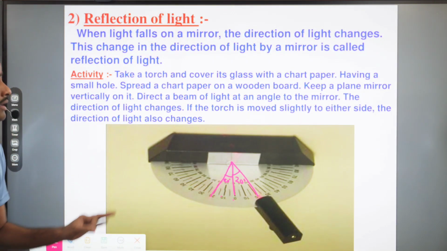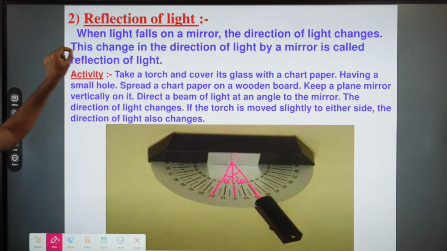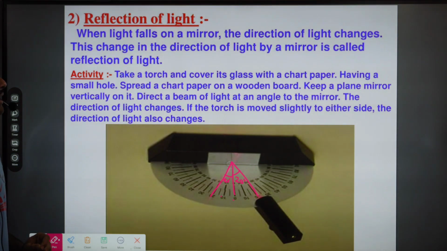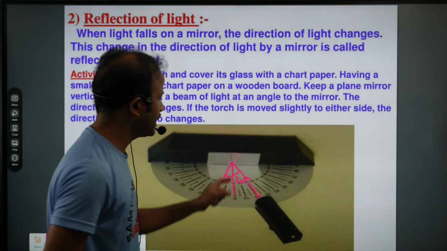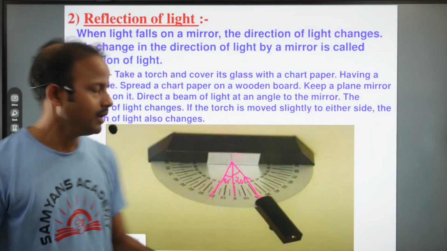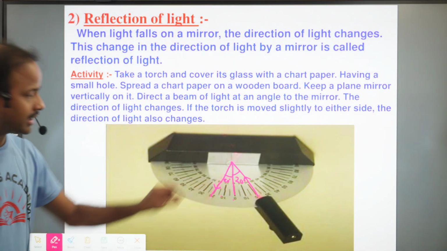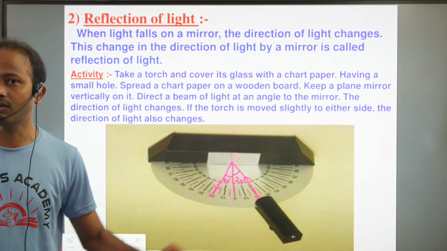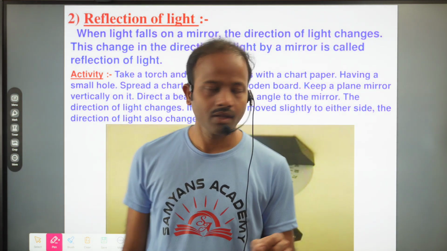When light falls on a mirror, the direction of light changes. This change in the direction of light by a mirror is called reflection of light. Now you see, incident light falls from this side, but can you get the reflected light on the same path? No, we are not getting it. We are getting the reflected light from another path. Means here the direction of light is changing.